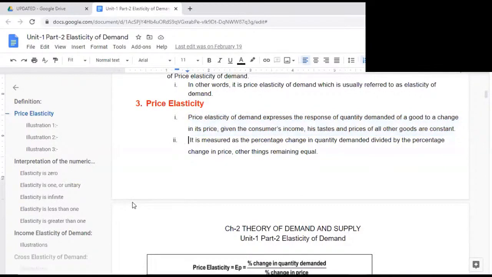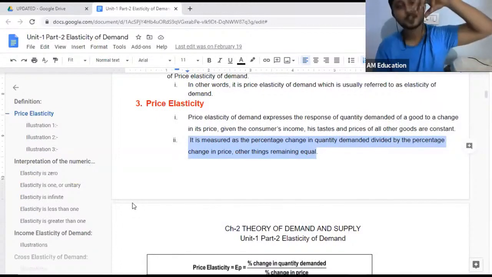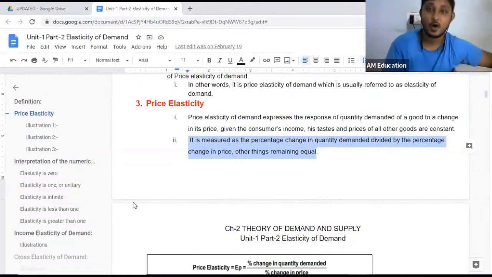It is measured as the percentage change in quantity demanded divided by the percentage change in price, other things remaining equal. When other things are remaining equal, is there any change in them? No, the change in them is zero. So all you have to find is the change in demand by the change in price. Change in demand is always on top because you're trying to find how much the demand changes. So find the change in price, see what the change in demand is, and get a factor. If you have the factor, you can say that if you increase price by this much, your demand will decrease by this much. Or if you have the percentage change in demand and the percentage change in price, find the factor. That factor is also known as elasticity of demand.